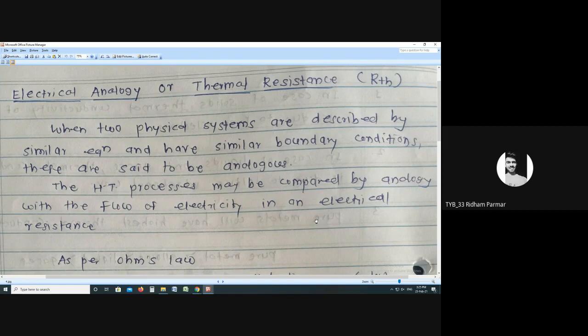Area, sir. Only area is there. Our equation is Q is equal to K into A into dT by dx. Okay. So at the numerator we have to take only dT. Remaining we have to take at the denominator. So what is the equation at the denominator?